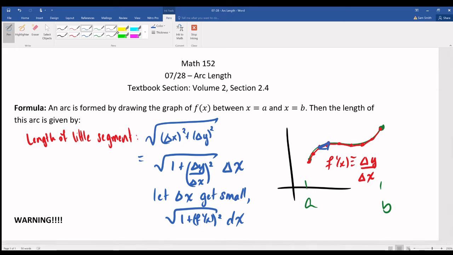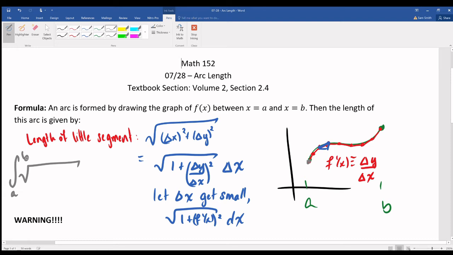To find the entire length of the full curve, we're going to use the integral to sum up all these little lengths. So to find the length of the arc formed by drawing the graph of f of x from a to b, all you have to do is integrate from a to b the square root of 1 plus f prime of x squared with respect to x. Just add it up, find the antiderivative, plug in the limits, and take the difference.